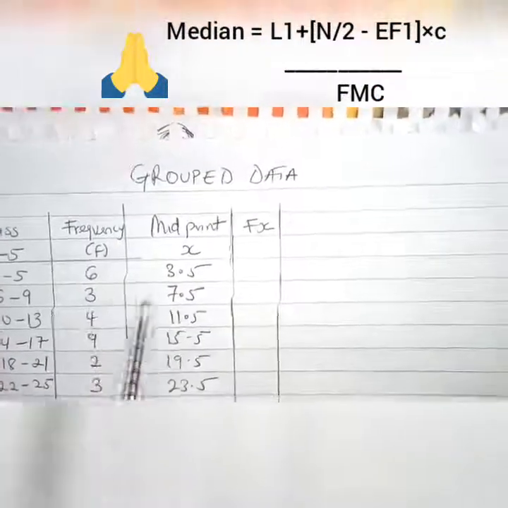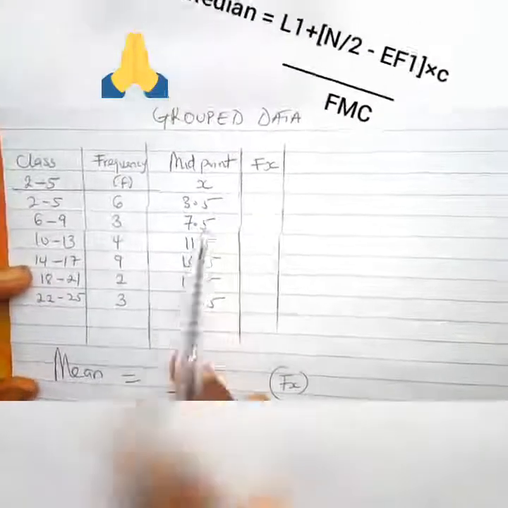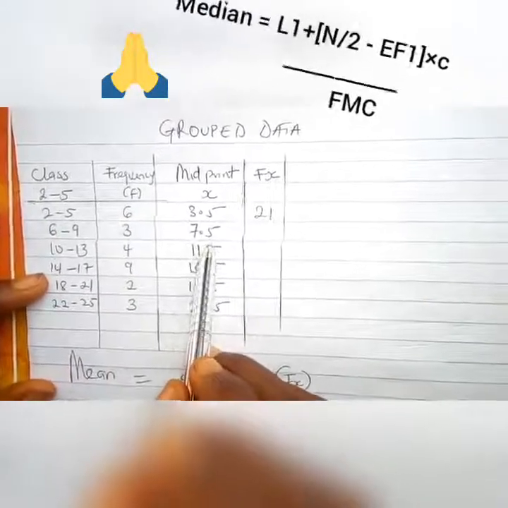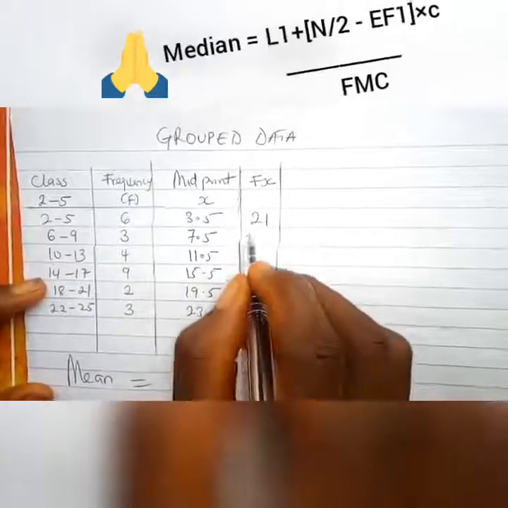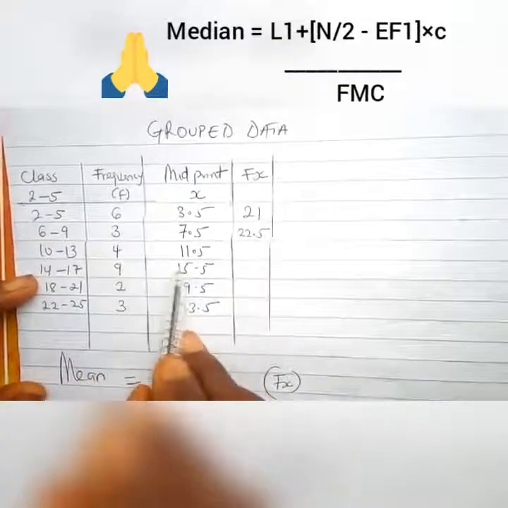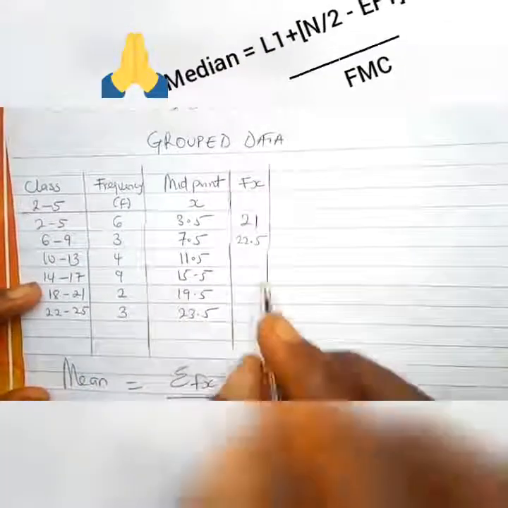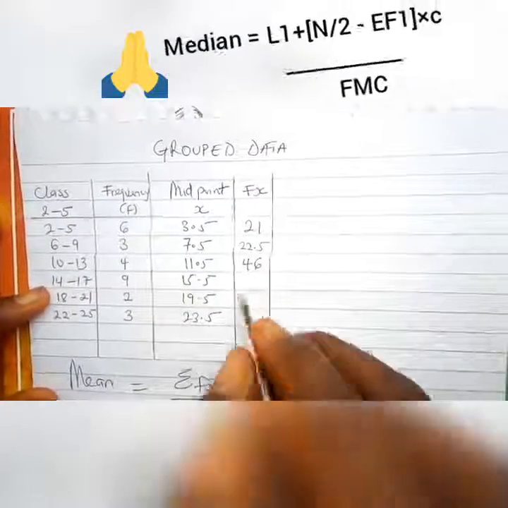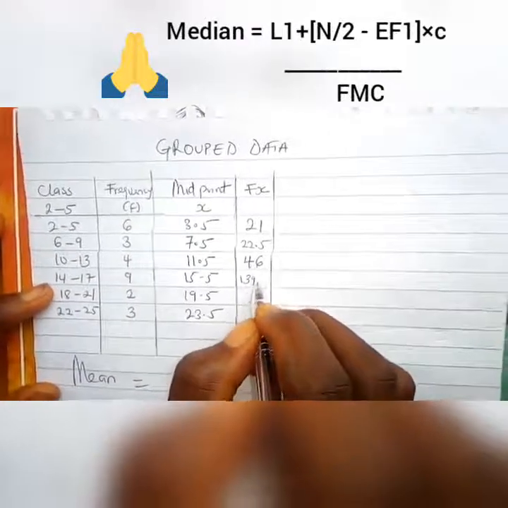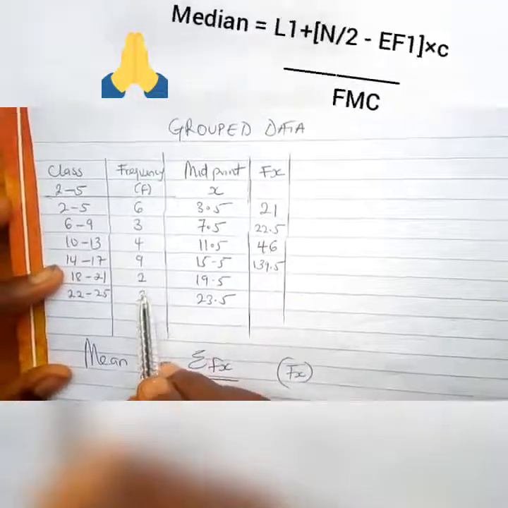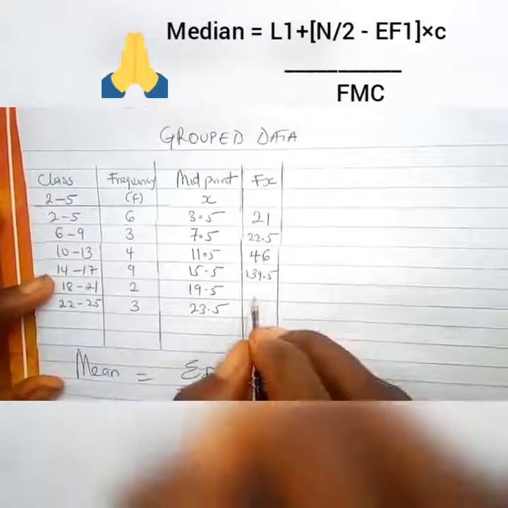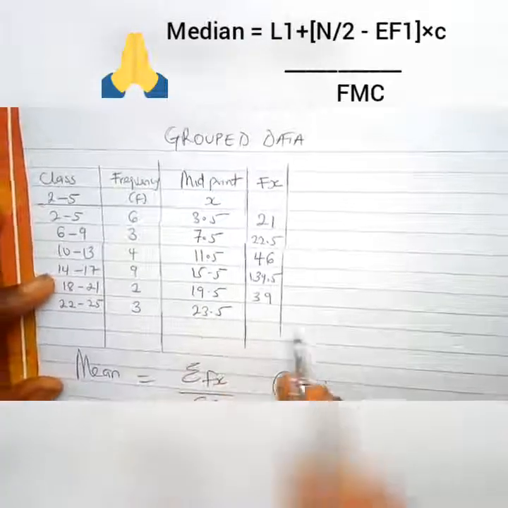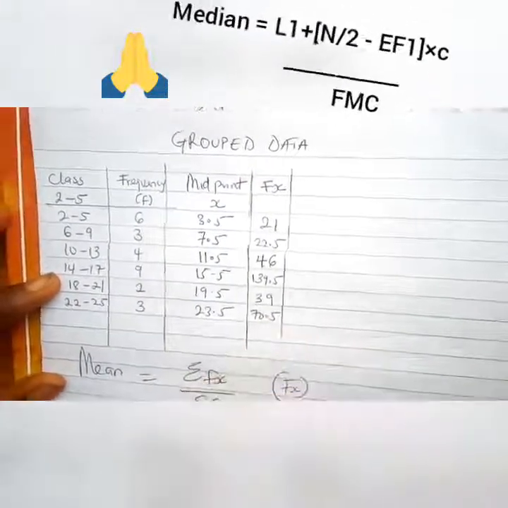So 6 times 3.5, if you calculate that, you have 21. 3 multiplied by 7.5, you have 22.5. 4 multiplied by 11.5, you have 46. 9 multiplied by 15.5, that's 139.5. When you multiply 2 and 19.5, you have 39. And when you multiply 3 and 23.5, you have 70.5. I hope you get that.